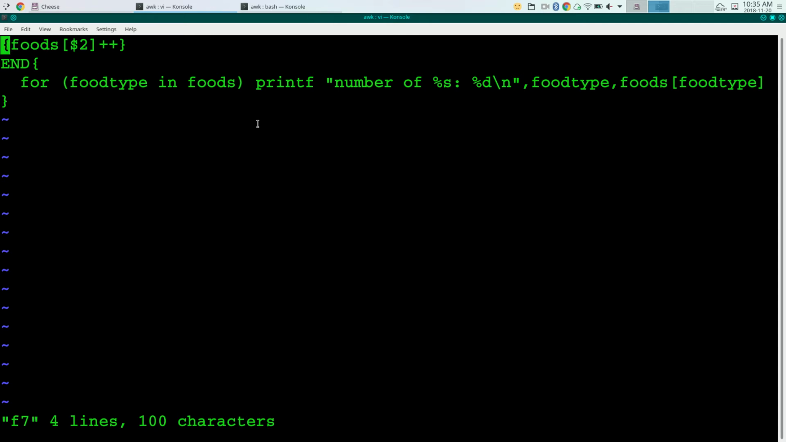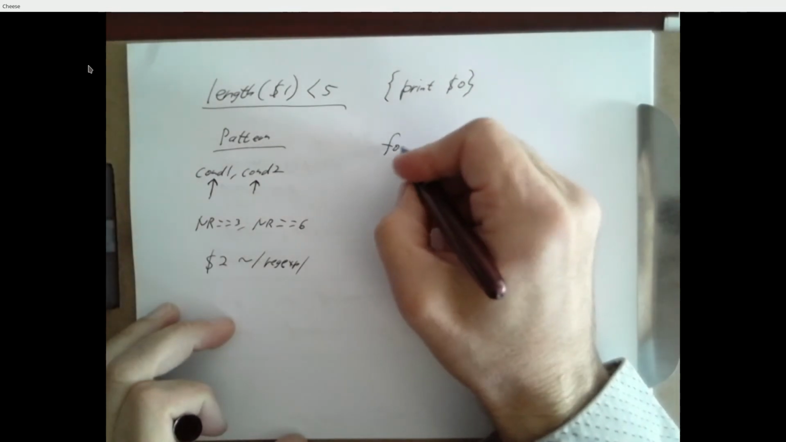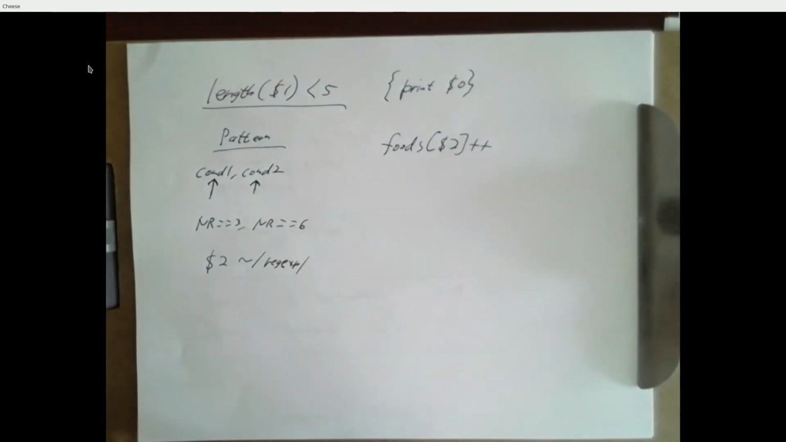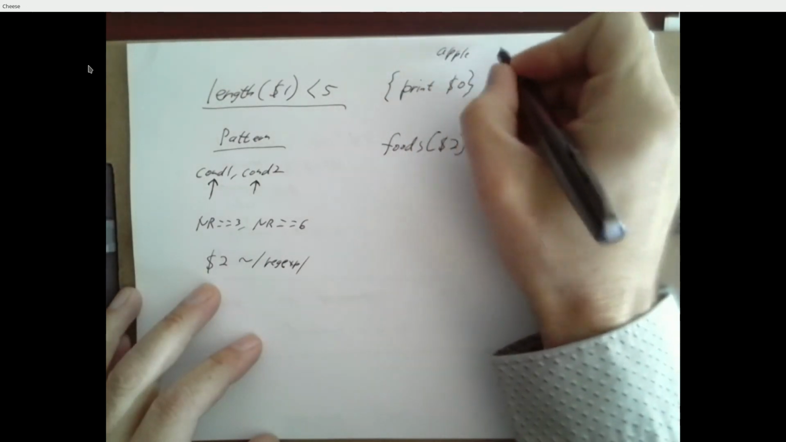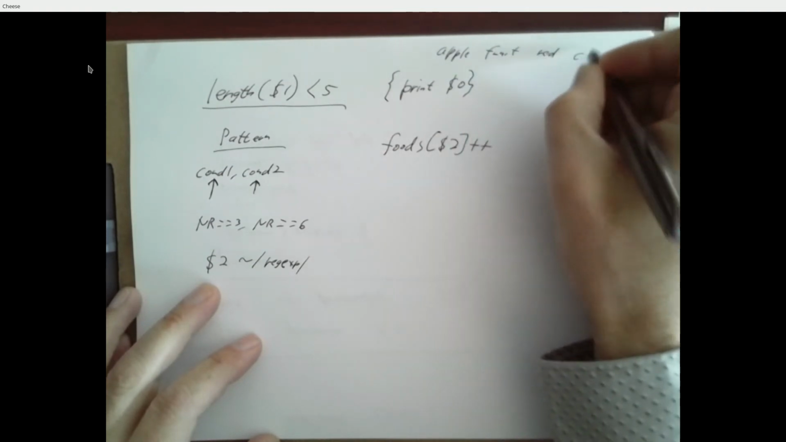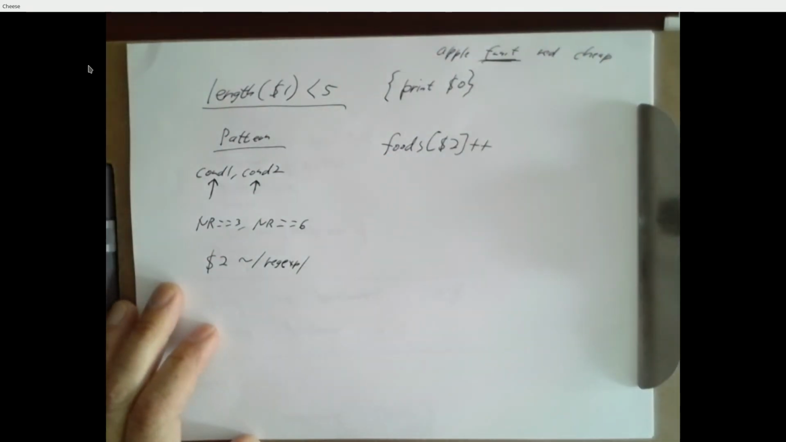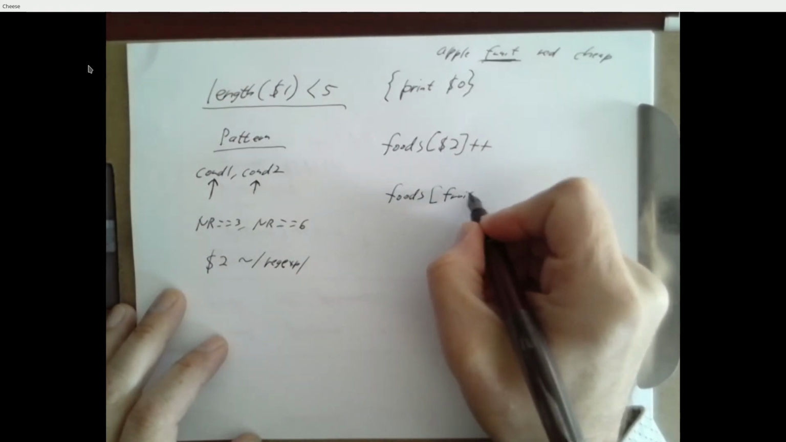So what's happening in here? There's really one action which executes on each input line. It says foods bracket $2++. Okay, so let's break that down. Foods bracket $2++. And our input line is something like apple, fruit, red, cheap. So $2 is the type of food. So on our first input, this is saying foods bracket fruit ++.